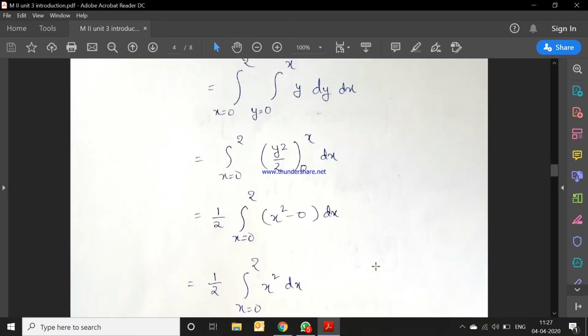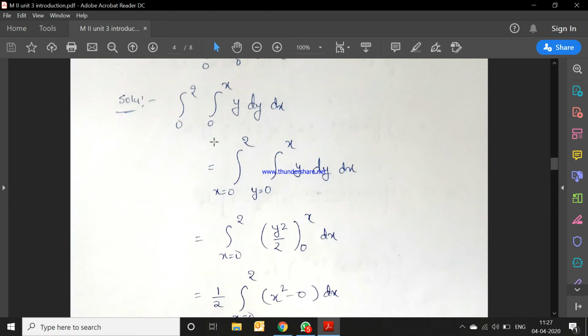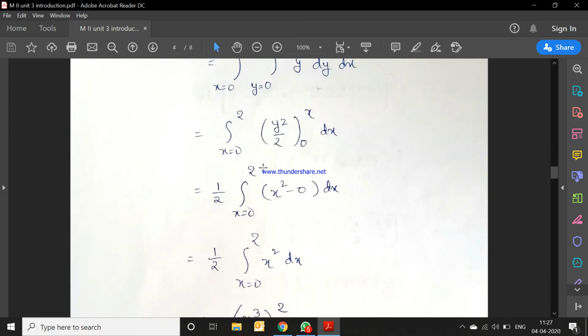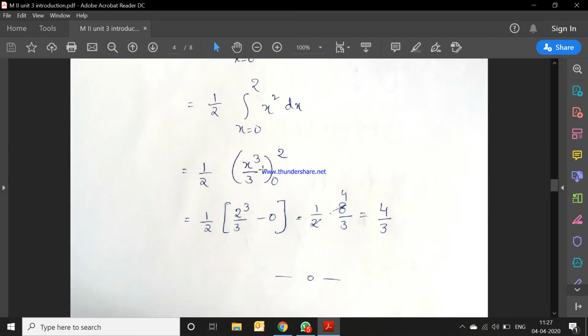Here we are taking variable limits. So that's why here 0 to x is considered for y. Y integration, y is equal to 0 to x. X is equal to 0 to 2. Next, going to the next problem.